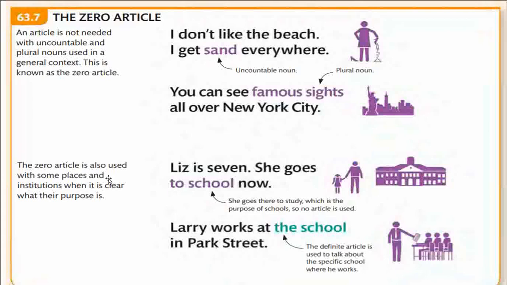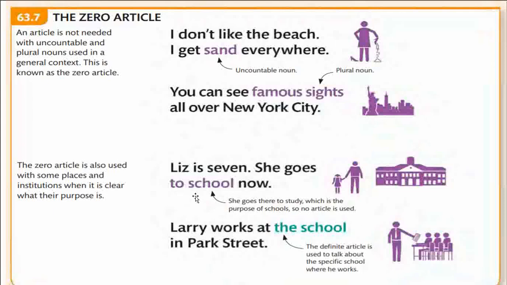Next, we have the zero article, which is also used with some places and institutions when it is clear what their purpose is. Liz is 7, she goes to school. Now, school means a place to study. So it is very clear what the purpose of that place is, so you don't have to use the at all. She goes there to study, which is the purpose of the school. So no article is used.